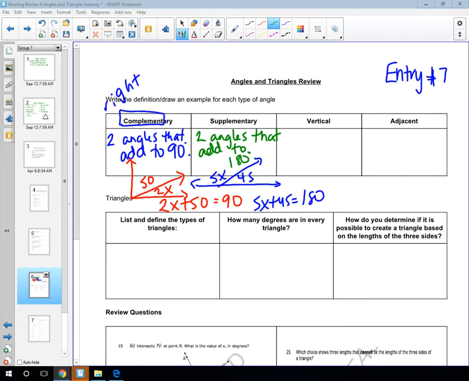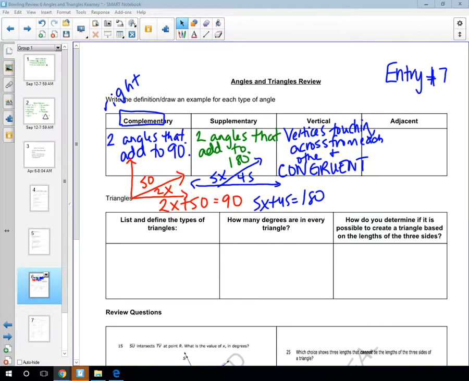Okay? Vertical angles. Remember, vertical angles, when you see the word vertical, you're thinking of the V, the vertex. Vertical angles are angles that their vertices are touching and they are congruent. Okay? So vertices touching, they're across from each other. And the main thing is they are congruent. And remember, congruent is just a fancy word for equal. So two angles that are equal.